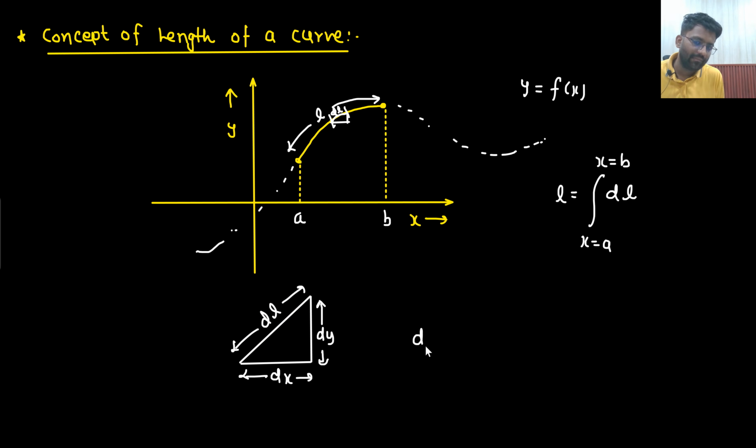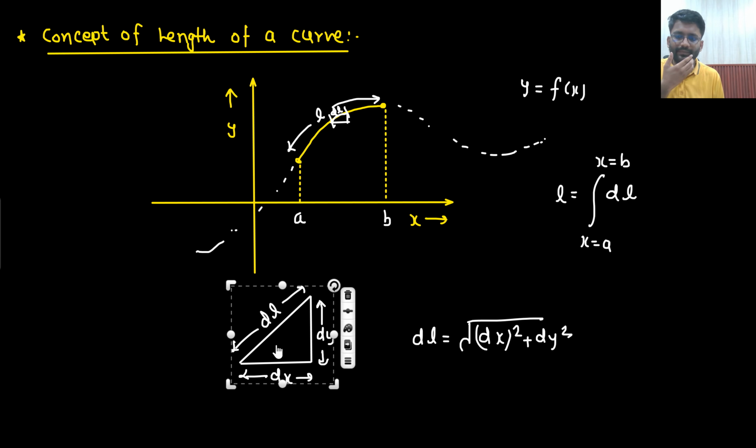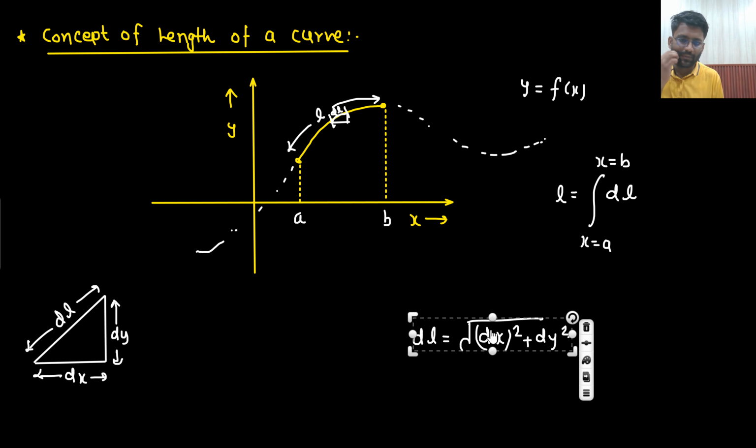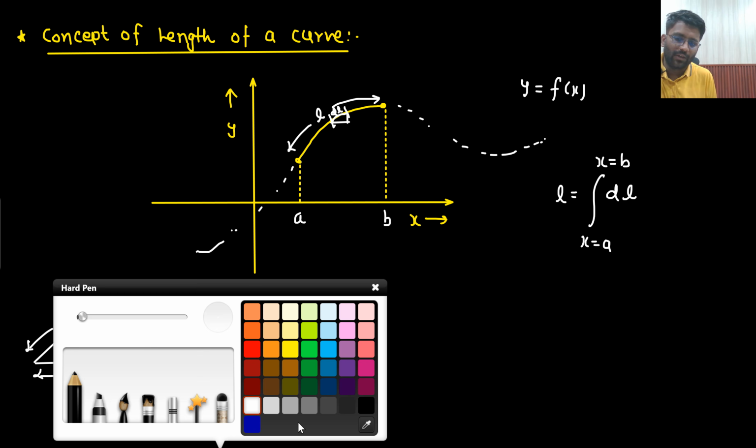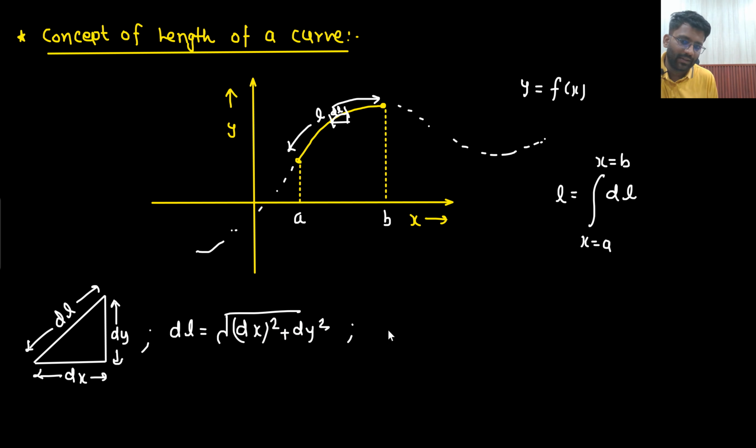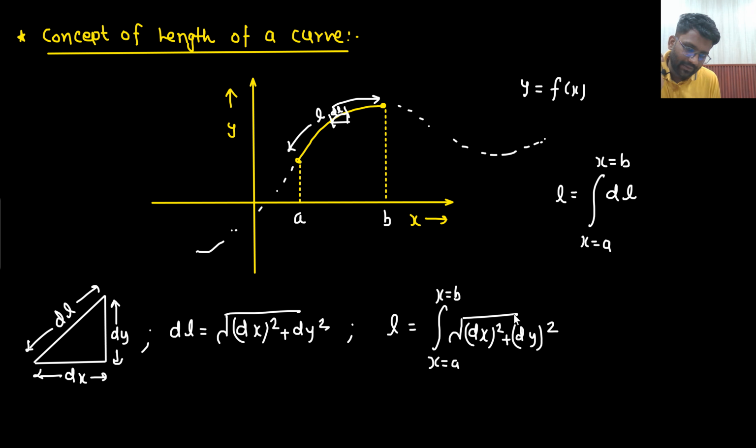So what will be your dl? dl will be nothing but under root dx square plus dy square. There you go. So what will be the formula of length? The length will be the integral, x going from a to b, of under root dx square plus dy square. This is the formula of length when y was given as a function of x.